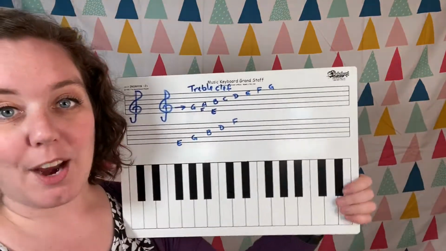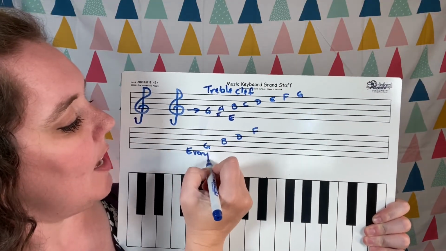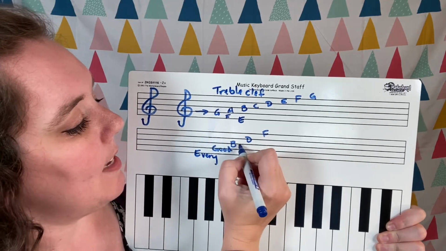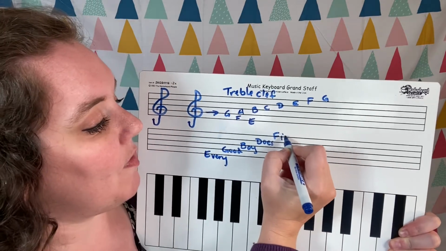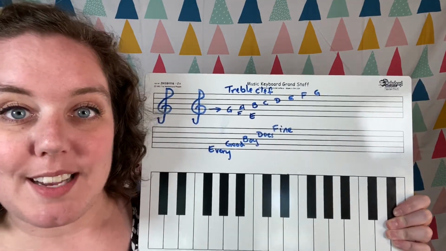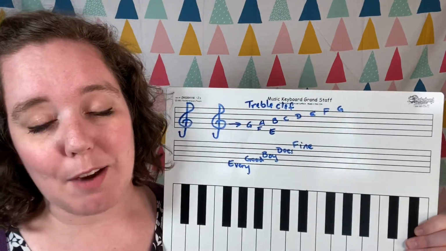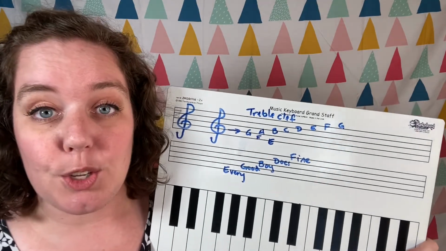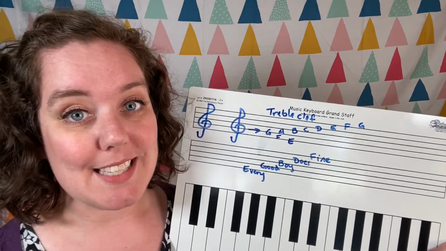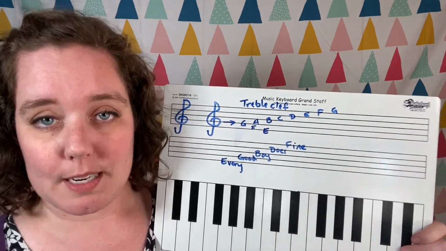Another way to do it is to use an acronym, which we use a lot of acronyms in music. So E stands for every, G stands for good, B stands for boy, D stands for does, and F stands for fine. So every good boy does fine. Now, you can use really any words that you want there. I've had people say every good boy deserves fudge and that kind of thing. It's really up to you. Whichever one you feel like you can memorize the easiest is the one you want to pick, because you want to get these memorized pretty quickly to move forward in music.